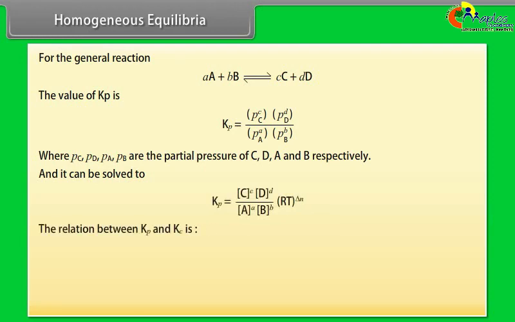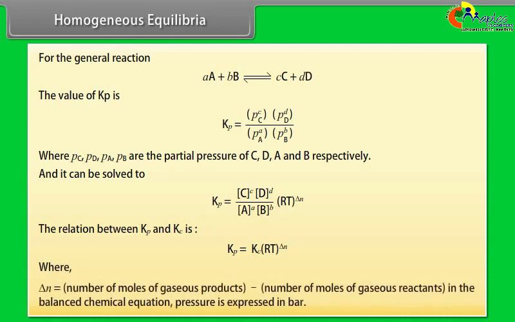the relation between Kp and Kc is Kp is equal to Kc into RT raised to the power delta N, where delta N is equal to number of moles of gaseous products minus number of moles of gaseous reactants in the balanced chemical equation. Pressure is expressed in bar.